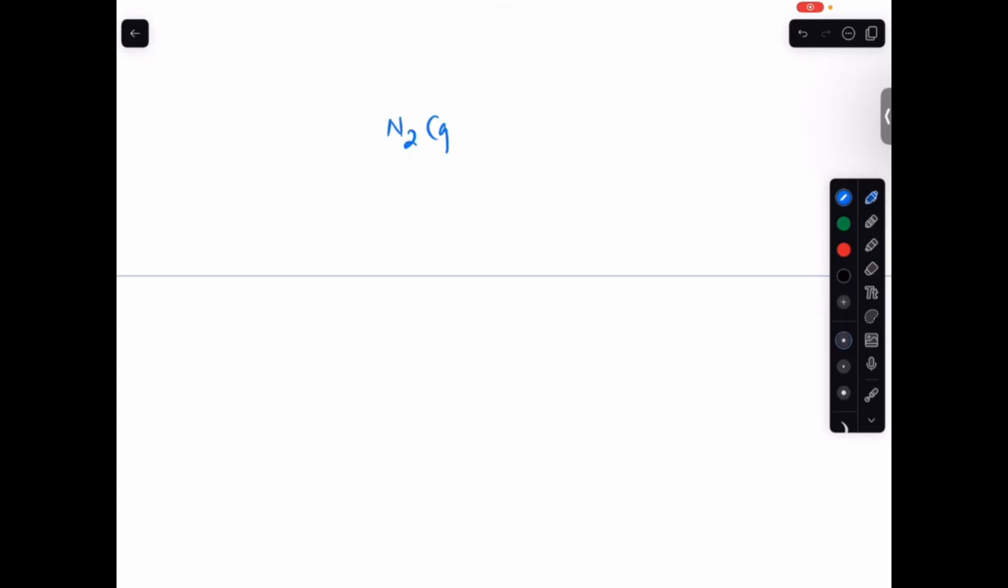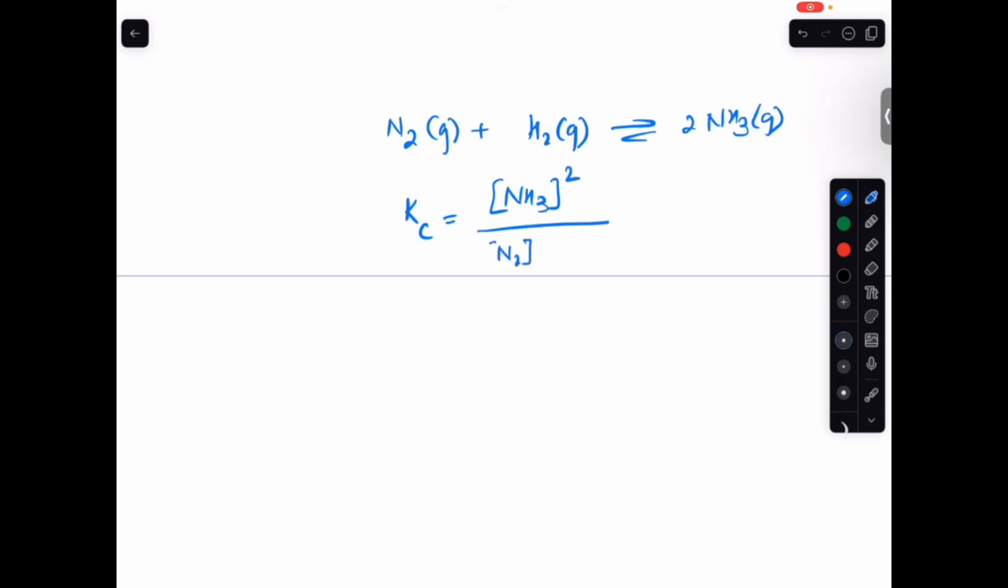Let's say we use nitrogen gas plus hydrogen gas to form ammonia gas. Now it turns out when we defined the equilibrium constant in terms of concentrations, those concentrations would be those square brackets. Remember that? So if we had to define Kc for this, it would be NH3 squared over N2 times H2. Oh, sorry, I didn't balance this. Raised to 3. That would be it.